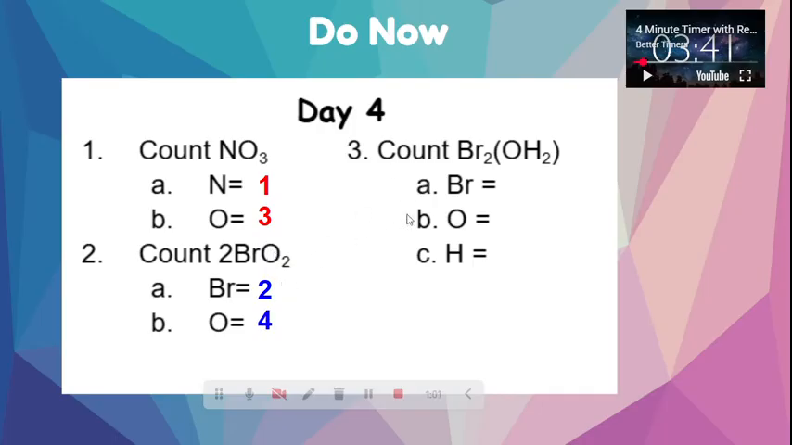Now, looking over here at my Br, how many Brs do I have? I have 2. There's no coefficient in the front, so we're only looking at the subscript. So I have 2. Oxygen does not have anything, so we assume it's 1. And then hydrogen has that number 2 right back here. All right.